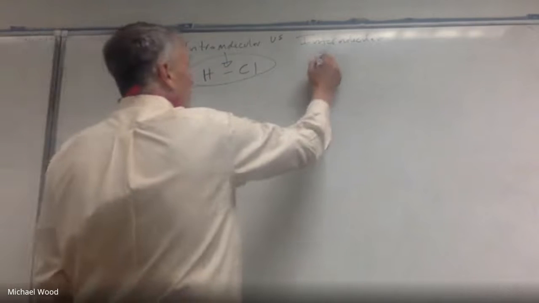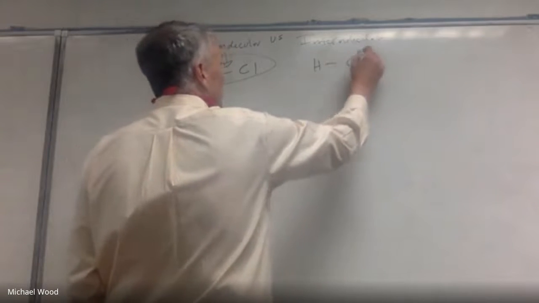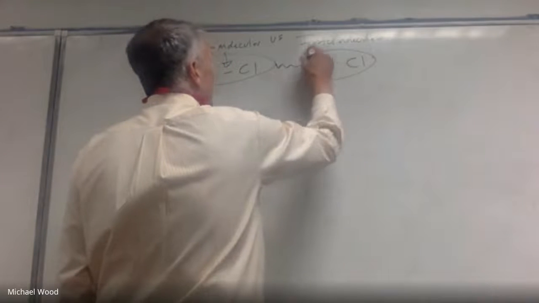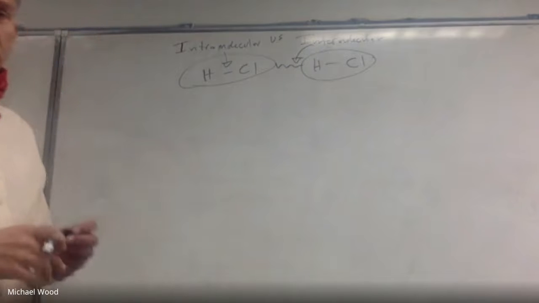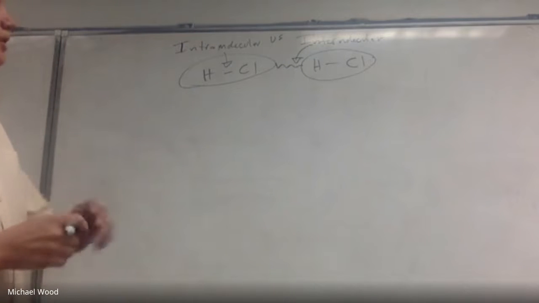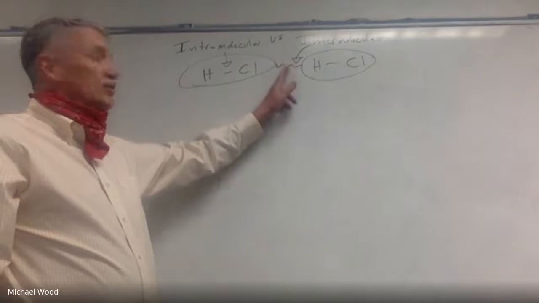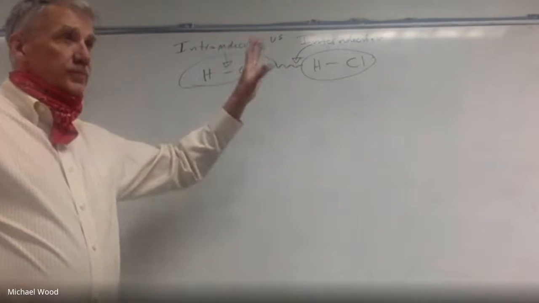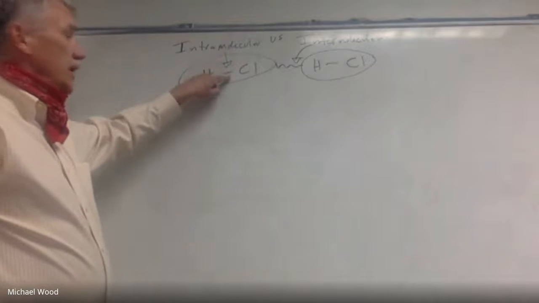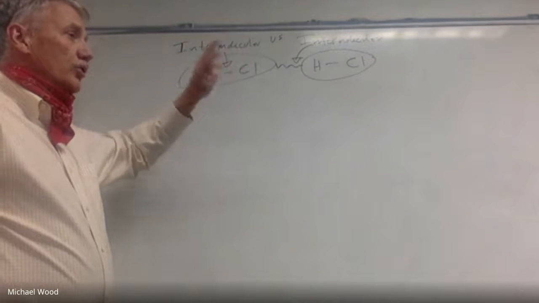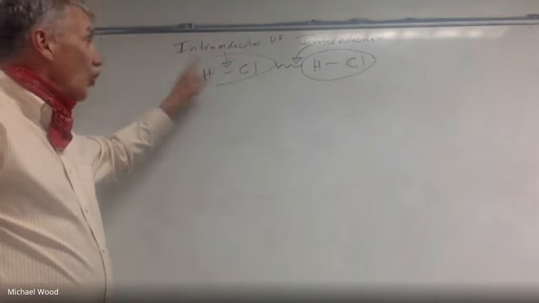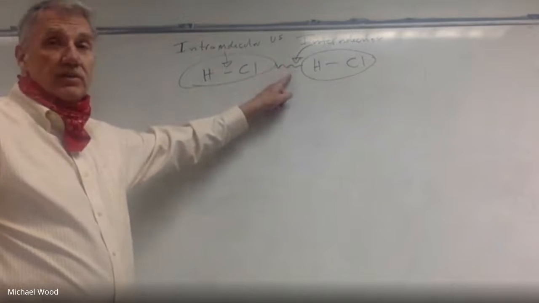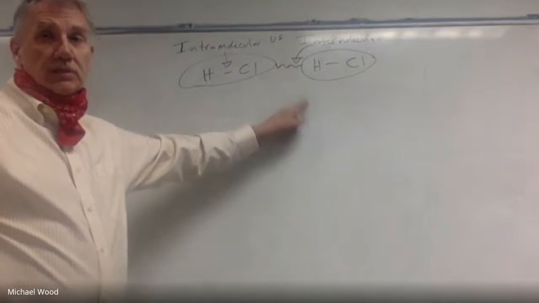Well, if I have another HCl, this is the intermolecular force. And so what we're going to be learning about in chapter 10 is this force right here. And one thing to note is that bond there, the ionic, the polar covalent, or the covalent, is always stronger than any of these. It's always stronger than any of these.